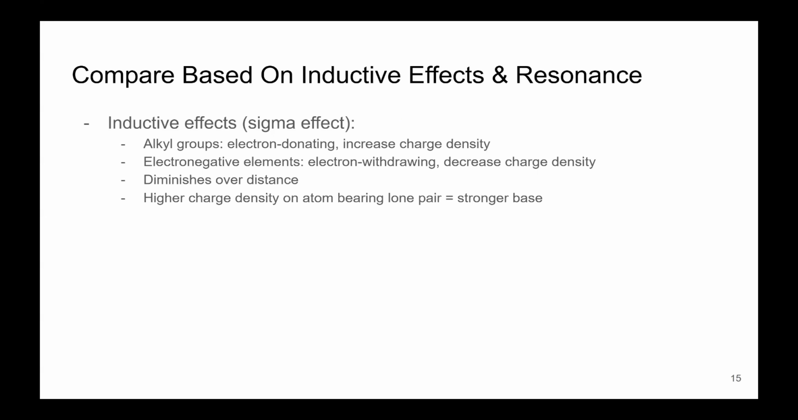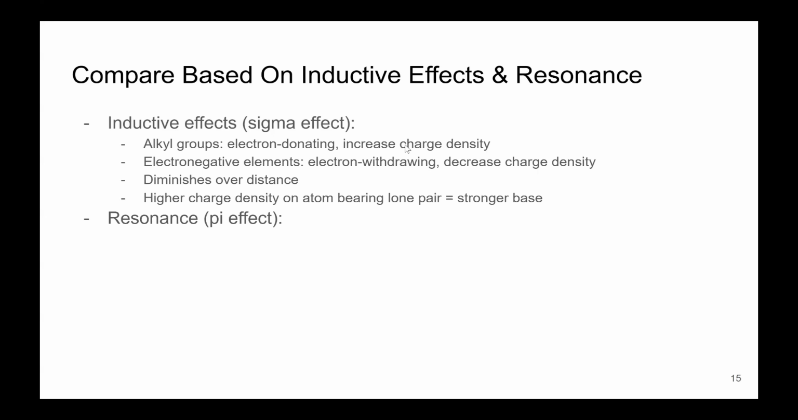A higher charge density on the atom bearing the lone pair or the negative charge will result in a stronger base, or a base that is less stable. So the conjugate acid of that base will be less acidic, as I mentioned in the Brønsted theory. But here, because we don't really have conjugate acid-base pairs anymore, we are concerned about how strong the base is. If you have a higher charge density, then the base is stronger and less stable, so it will have a greater tendency to react with a Lewis acid.